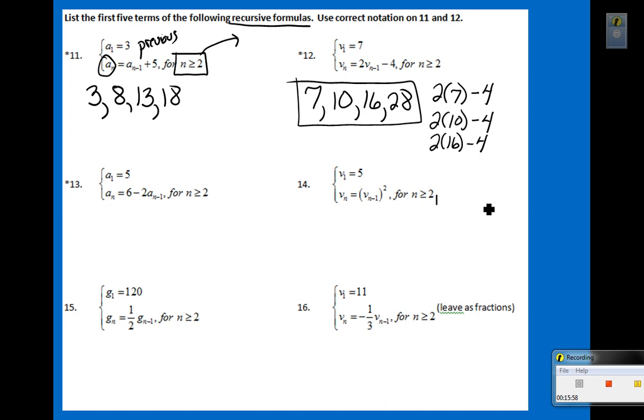Here's number 13. It says a sub 1 is 5. So I'm going to write down a 5.